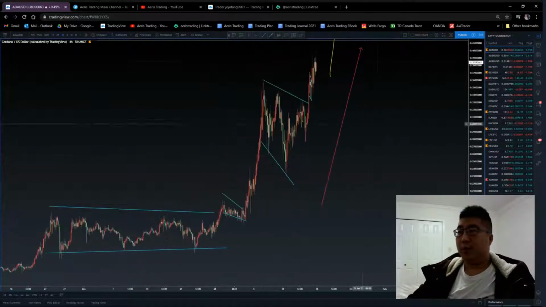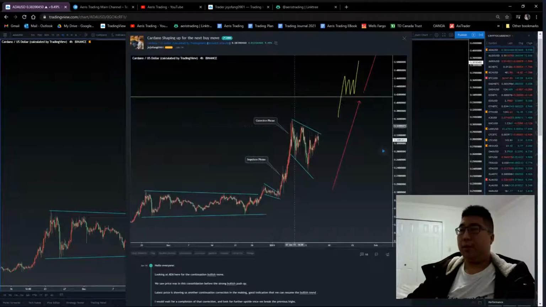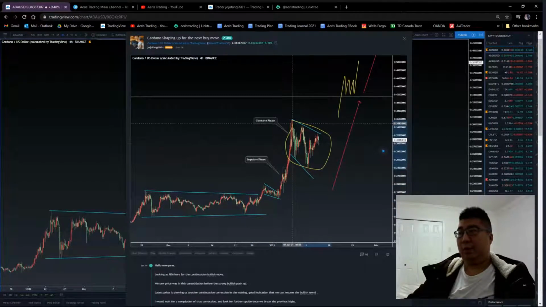So some of you guys asked about Cardano. Yeah, I mean, I see Cardano only going up. We see a correctional phase. We see that first impulse followed by correction. We have another impulse up. Then certainly this is a continuation correction.